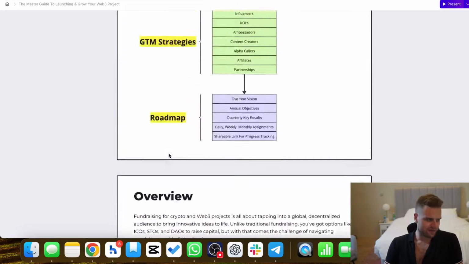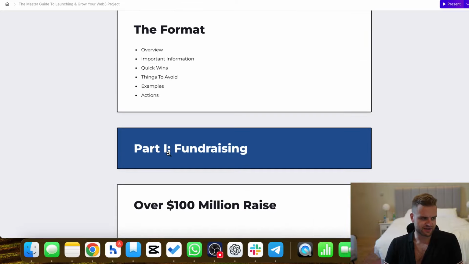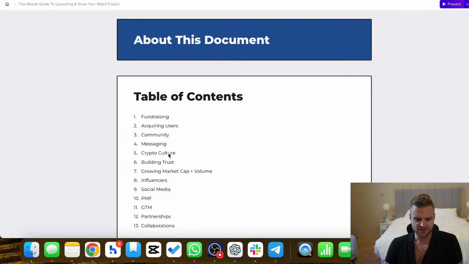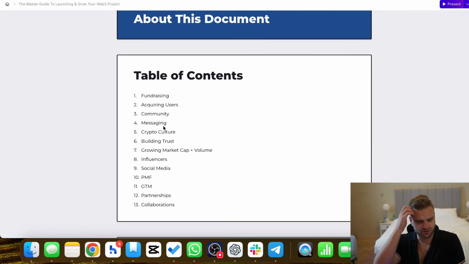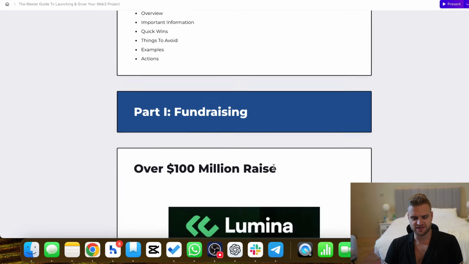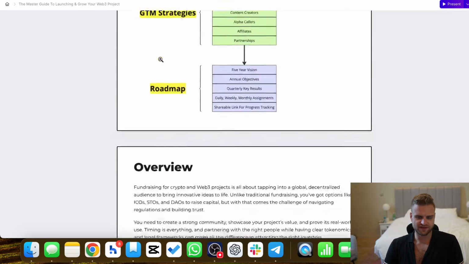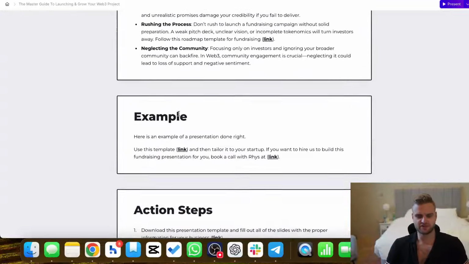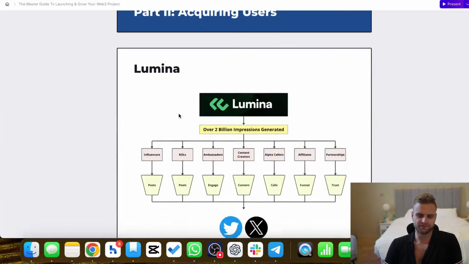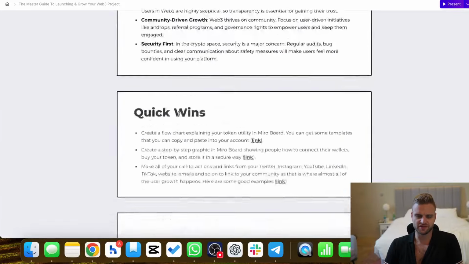And then your major categories that we talked about earlier, that's what you would have as your table of contents and each section. So in this case, it's a crypto agency. So the categories are fundraising, acquiring users, community, messaging, crypto culture, building trust, and so on. So that would be part 1, fundraising. Okay, here's the overview, important information, quick wins, things to avoid, example, and action steps for part 1. Okay, here's part 2, acquiring users, the same thing.